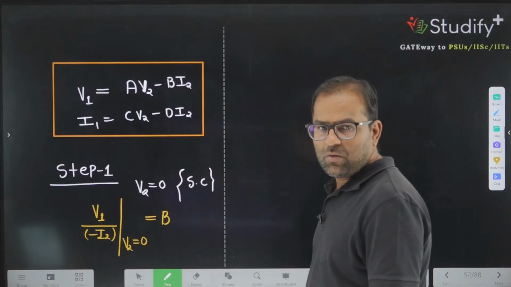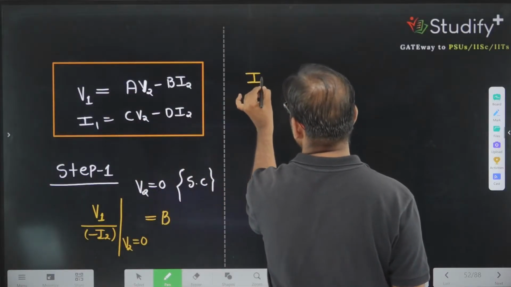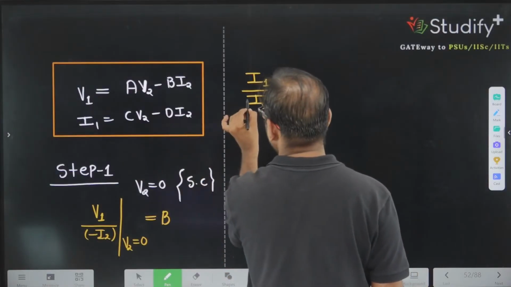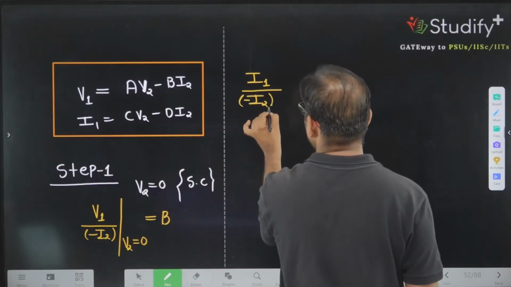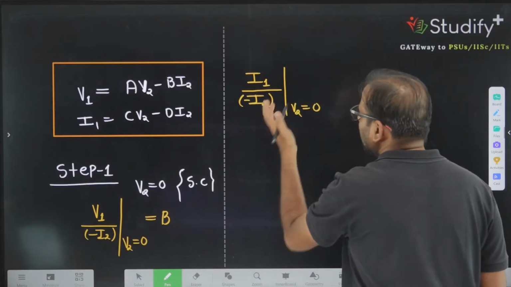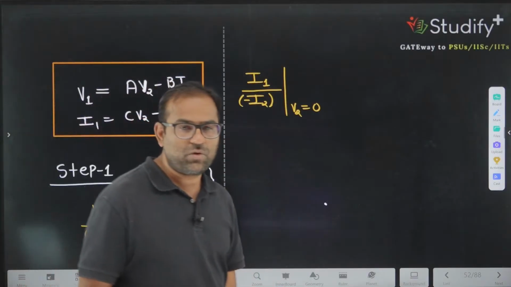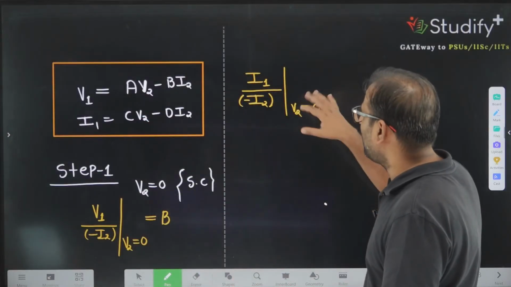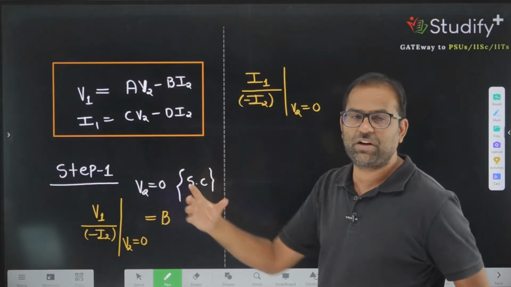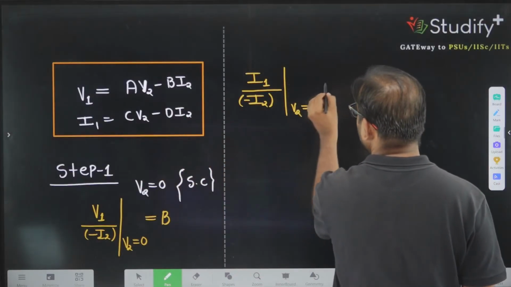Correct? What is the next parameter? By making V2 equal to 0, you are having the ratio of I1 divided by minus I2. You can call this the short circuit reverse current gain, or you can call it attenuation, but you don't need to focus on the name, because the name varies when you apply this on some network or some specific task. So I1 divided by minus I2, and that parameter is known as D.